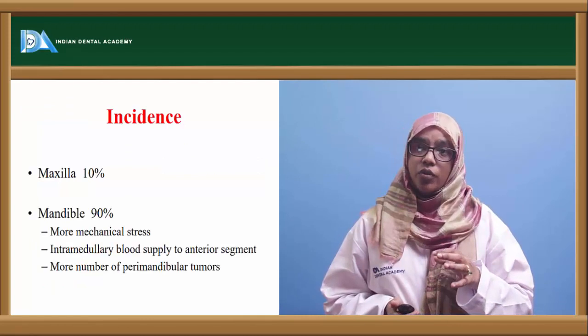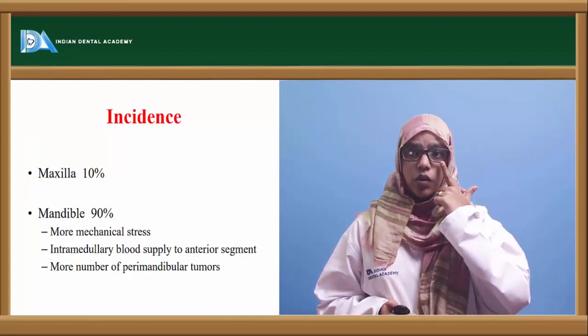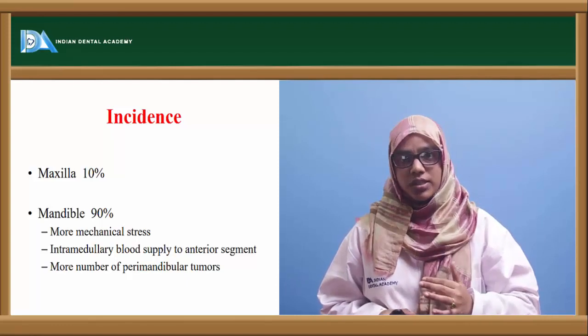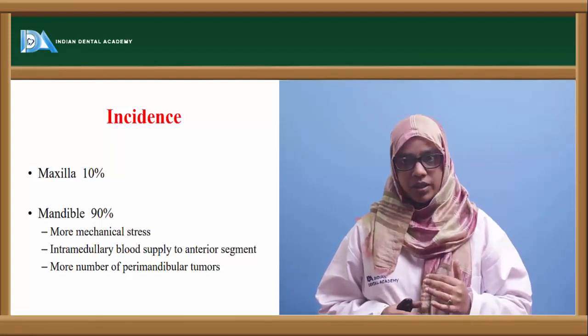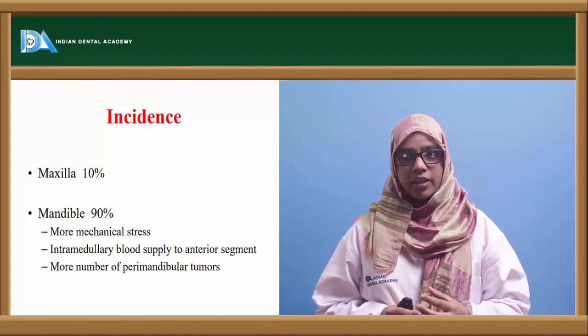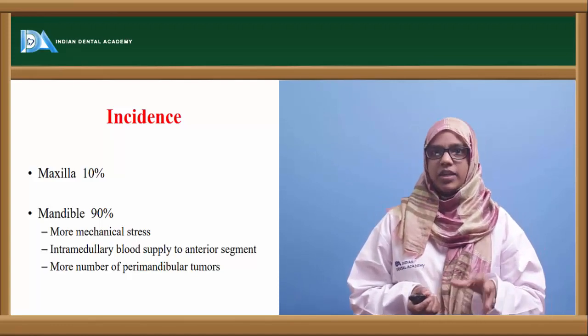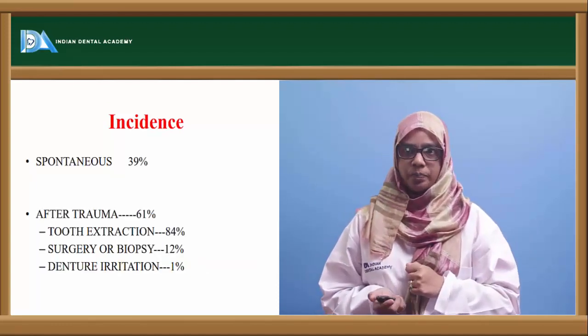Now, it is more commonly seen in the mandible, that is around 90%. This is because more mechanical stresses are exposed to the mandible. The intramedullary blood supply to the mandible is less, and perimandibular tumors are more common compared to the maxilla. That's the reason why it is more commonly seen in the mandible.